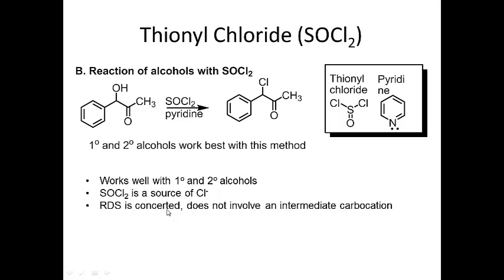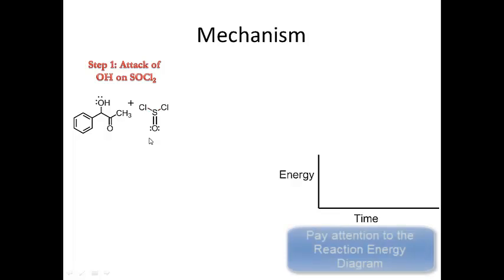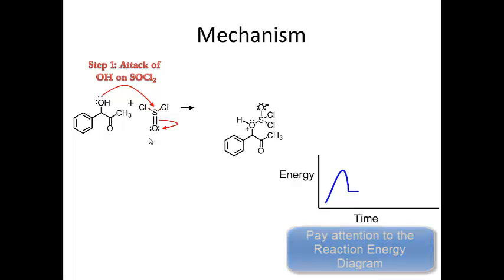It does not involve the formation of an intermediate. So let's look at the mechanism. Here's my alcohol, here's thionyl chloride. The first step in the mechanism is for OH to attack thionyl chloride. So here are my arrows, and let's look at what I get as a result of that.